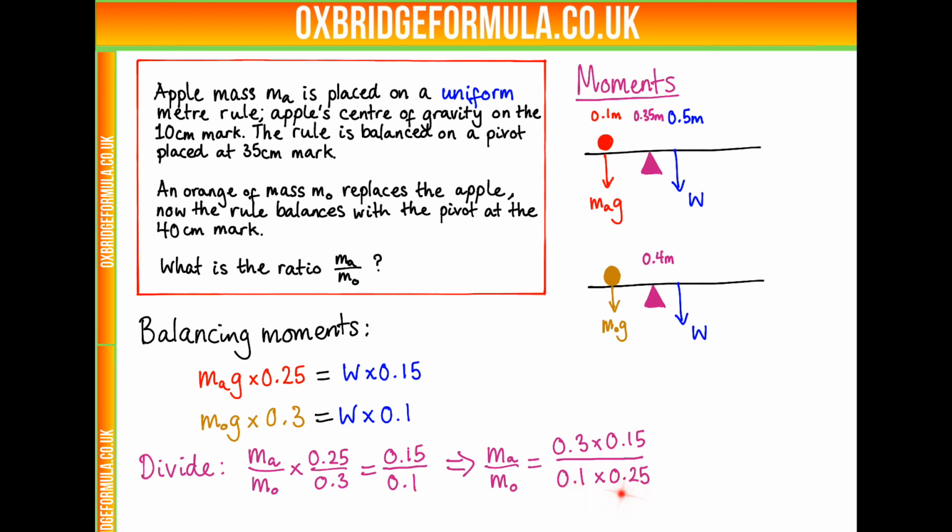Are there any cancellations we can make in this expression to make it easy to read off? Well, 0.3 over 0.1 is 3. Then 0.15 over 0.25 is the same as the fraction 3 over 5, or cancelling 0.05 out of each. So we have 3 times 3 divided by 5. Therefore, the ratio of mass of apple to mass of orange is 9 over 5.